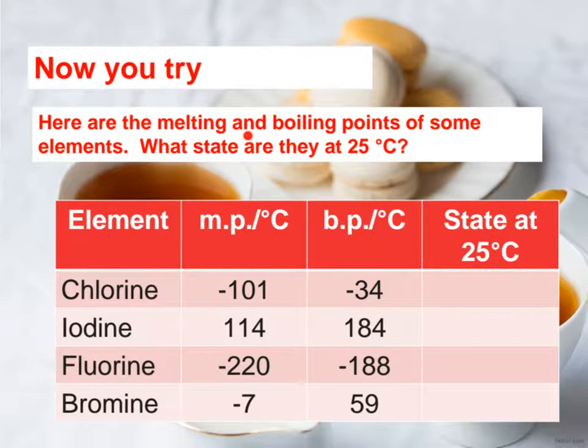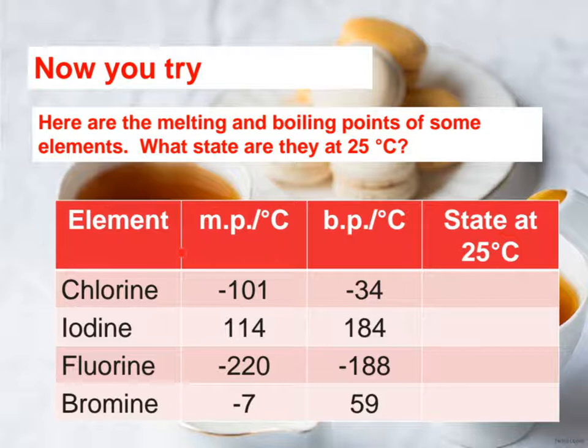Here are the melting and boiling points of some elements. What state are they at 25 degrees Celsius? Stop this video. Write the physical state at 25 degrees Celsius according to the melting point and boiling point of each element. Then start the video again when you're ready.